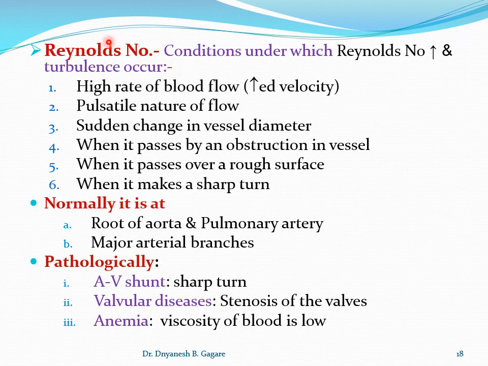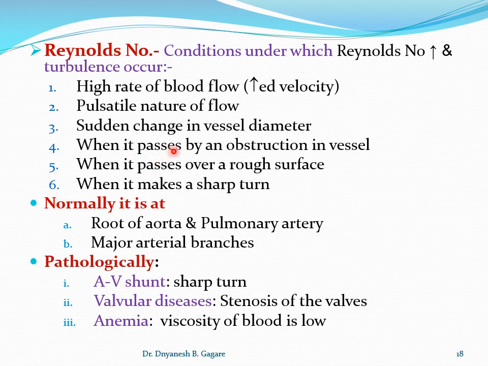In the next slide, these are the conditions under which the Reynolds number increases and turbulence occurs. For example, a high rate of blood flow, that is increased velocity of the blood, increases the Reynolds number. Then the pulsatile nature of the blood flow: if it is more pulsatile, the Reynolds number increases. Then a sudden change in the vessel diameter also increases the Reynolds number.